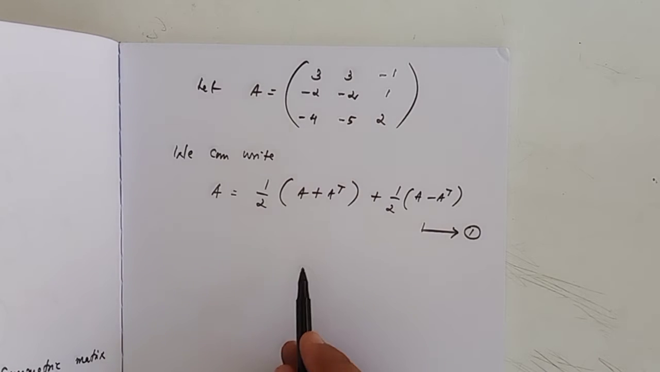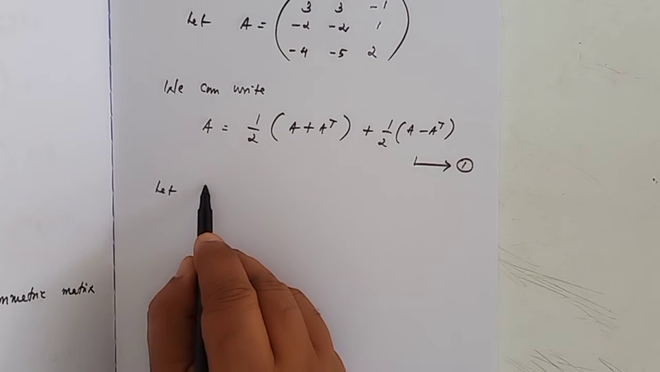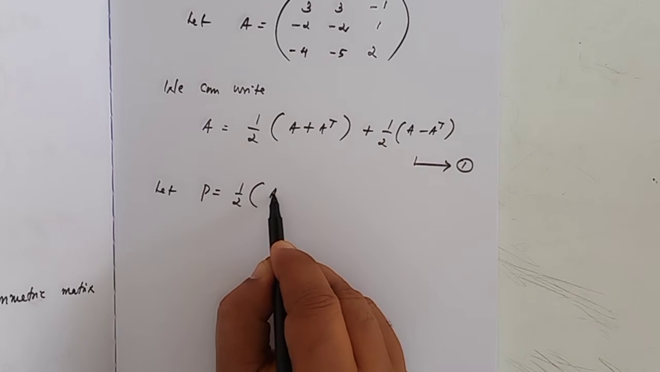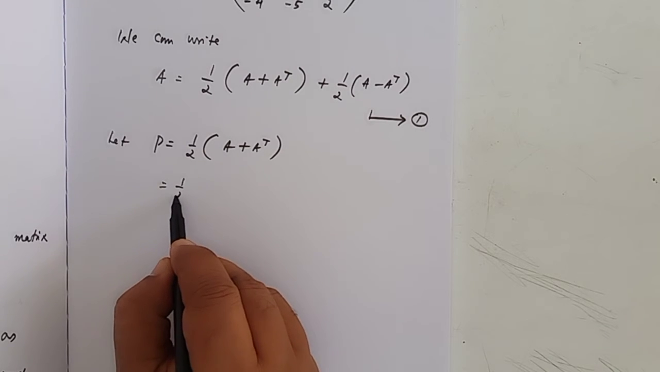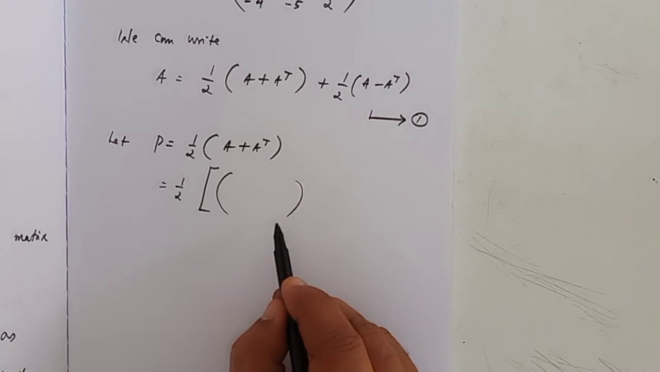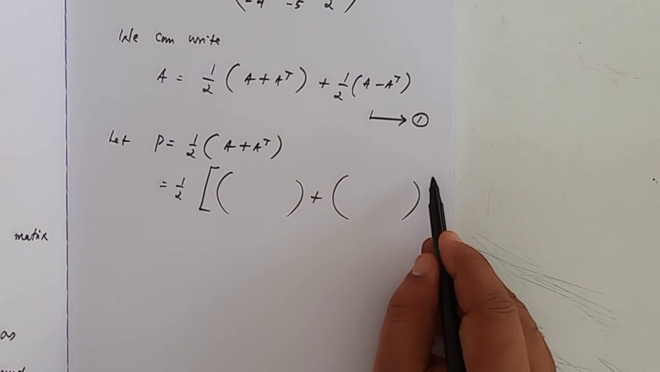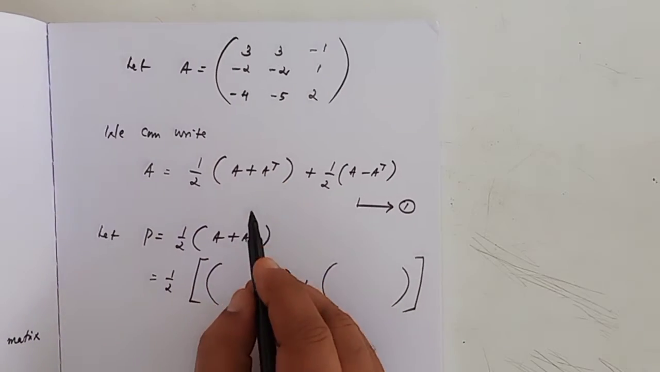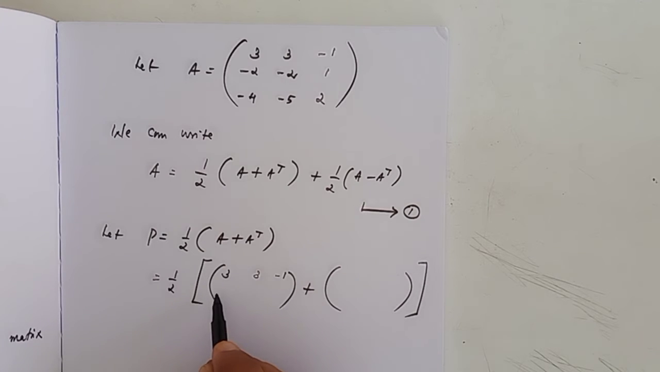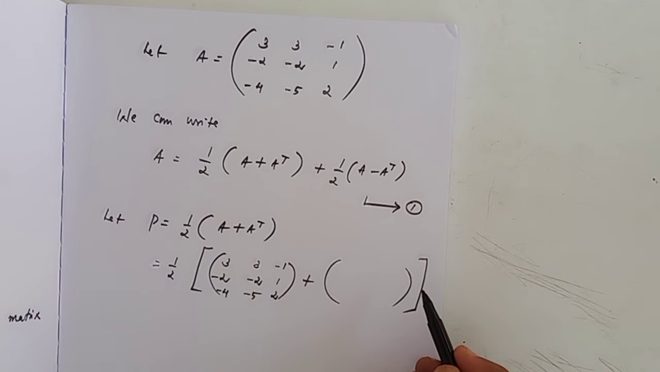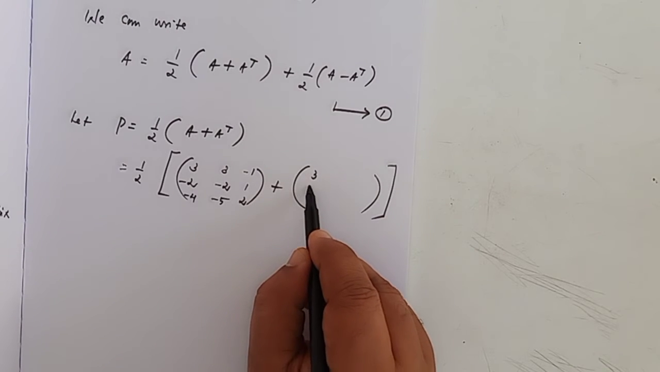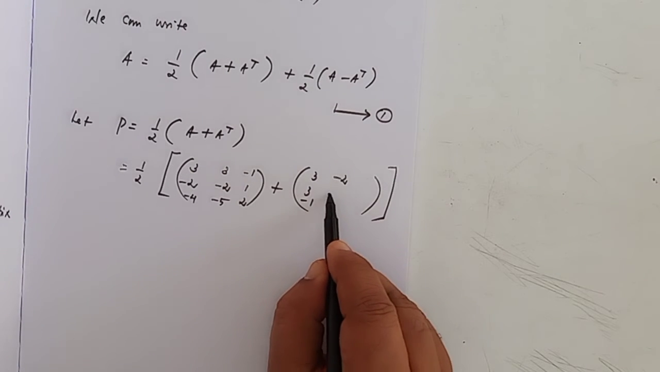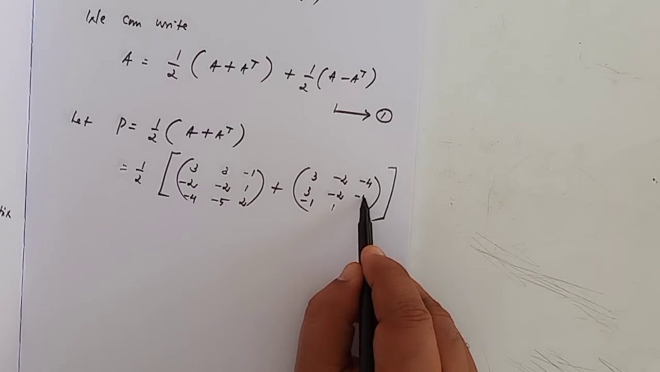Consider this expression as P. Let P be equal to half into A plus A transpose, that is equal to half as it is, into A matrix plus transpose of A matrix. A matrix is 3, 3, minus 1, minus 2, minus 2, 1, minus 4, minus 5 and 2. And its transpose, you know that, write the first row in first column, second row in second column and third row in third column.